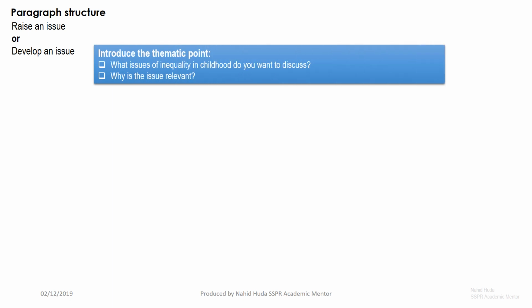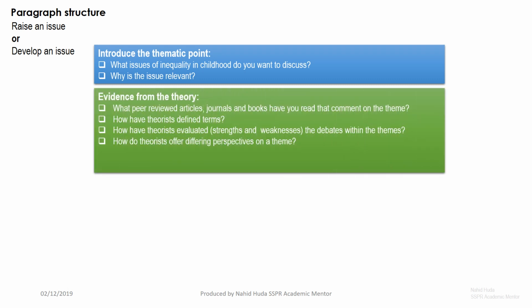So here we're going to look at paragraph structure in a bit more detail. Introduce the thematic point. There's an example there. What issues of inequality in childhood do you want to discuss? Why is the issue relevant? So you need to be able to say those two things. Then draw from the theory.